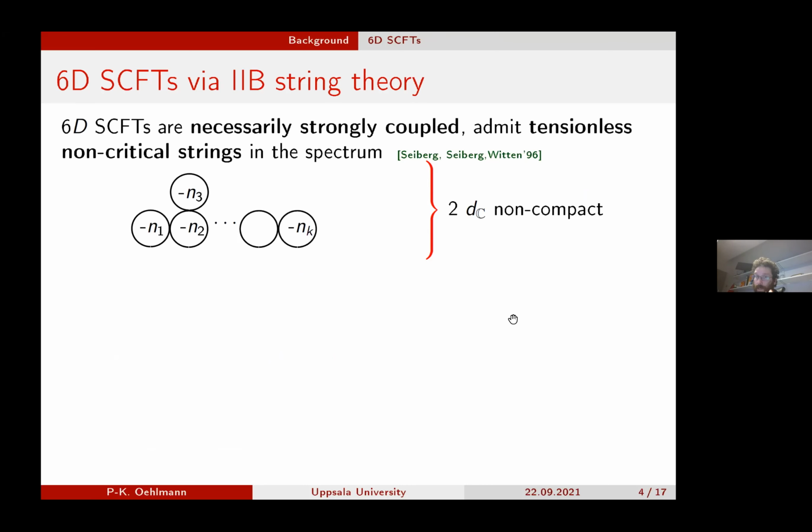Good. So now I have to switch gears, and I have to consider 6D SCFTs because I want to look at the specific symmetries that these SCFTs have. And so 6D SCFTs are sort of theories that are very special.